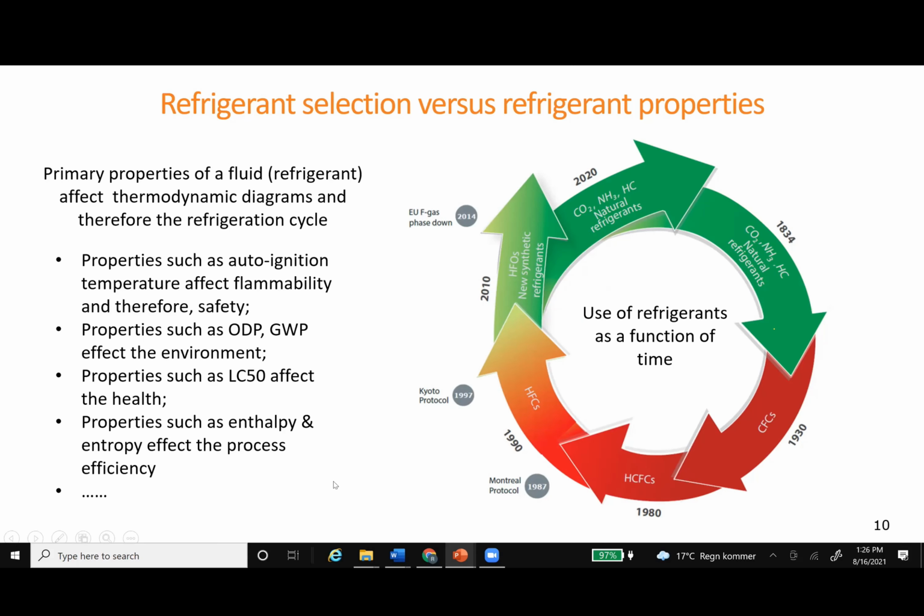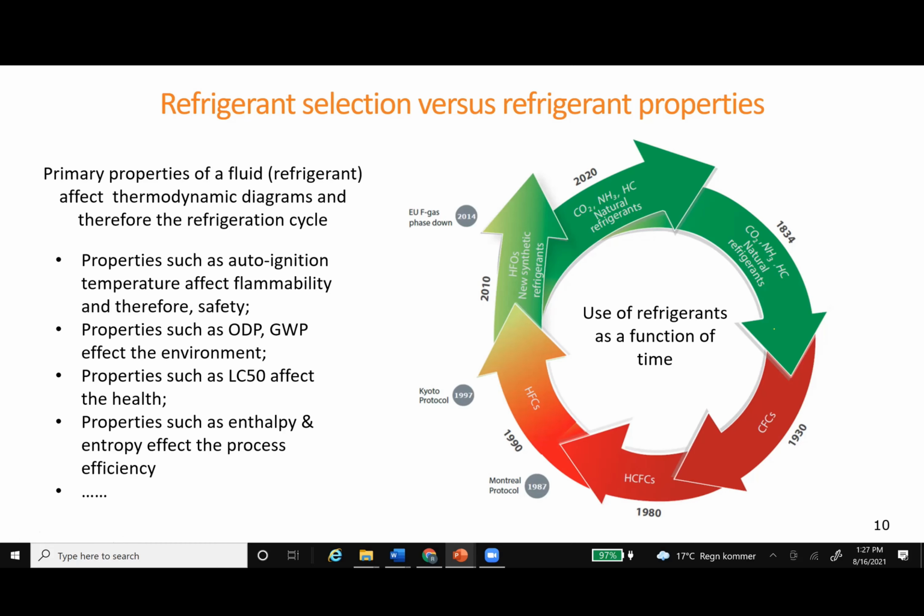And we are going in a circle because some of those important properties here were not considered. Certainly, the environmental properties were not considered here, but now they are being considered. And since the system is better controlled now, maybe the safety is not an issue. So maybe these are better now. Anyway, there are still new refrigerants being made.